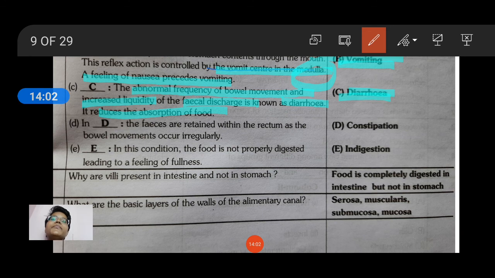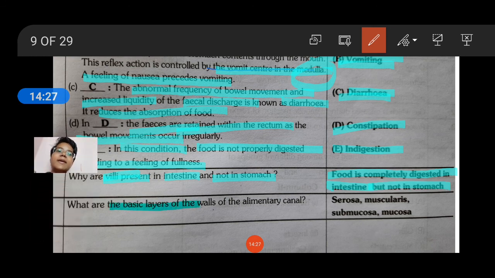The feces are retained within the rectum and the bowel movements occur irregularly. It's constipation. In this condition, the food is not properly digested, leading to a feeling of fullness. It's indigestion. Why are villi present in the intestine and not in the stomach? Food is completely digested in the intestine but not in the stomach. What are the basic layers of the wall of the alimentary canal? Serosa, muscularis, submucosa and mucosa.